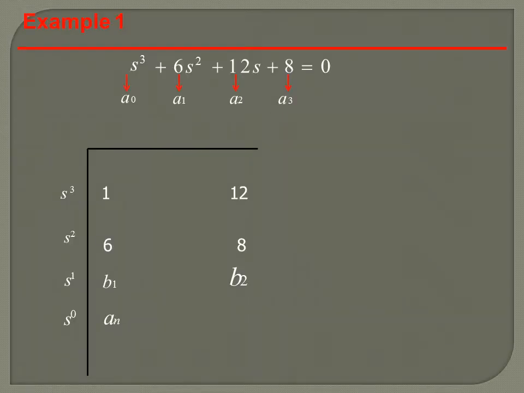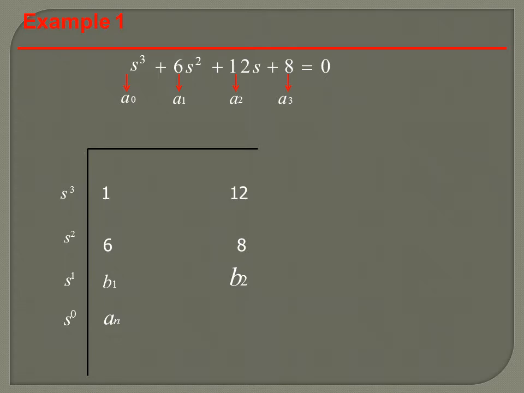First example is s cube plus 6s square plus 12s plus 8 is equal to 0. Coefficient of s cube is 1, so a0 is equal to 1, a1 is equal to 6, that is coefficient of s square, a2 is equal to 12, that is coefficient of s, and coefficient of s raised to 0 is 8, therefore a3 is equal to 8.